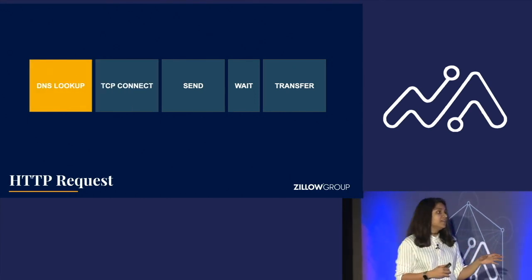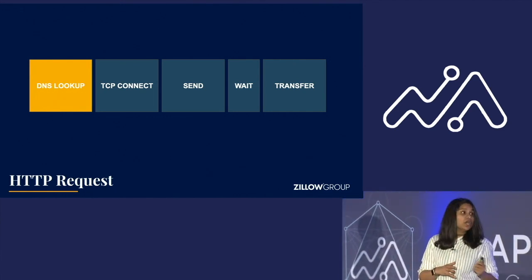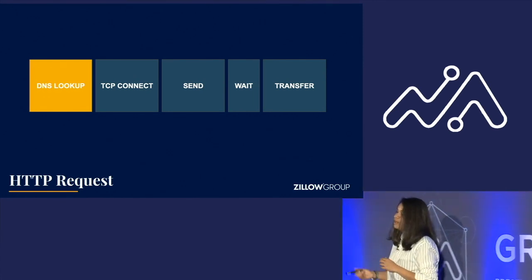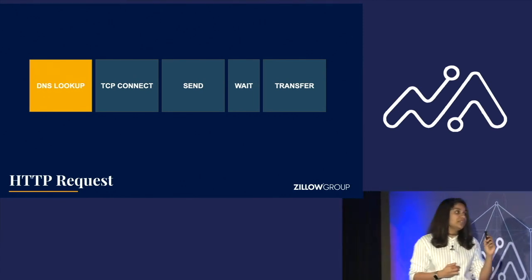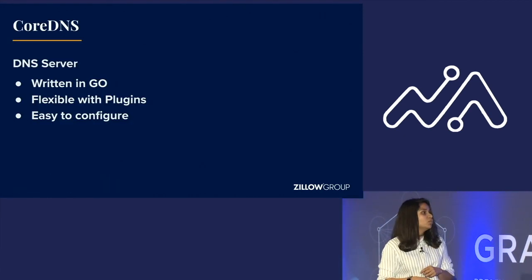What was hard was the DNS lookup. I think it was hard because initially we didn't even know we were spending a lot of time on the DNS lookup. When we profiled our GraphQL server, we found out that we were spending more than 10% in the DNS phase. So into the code we went.